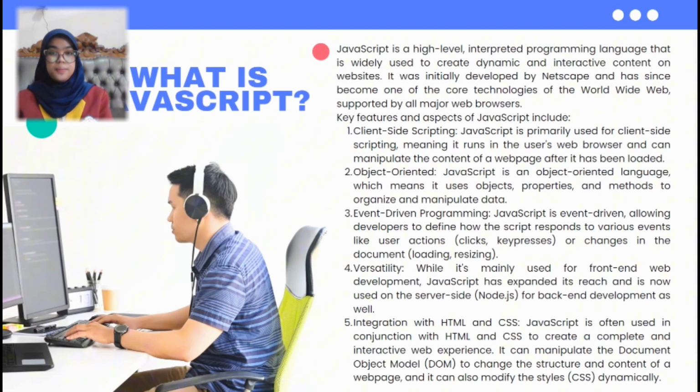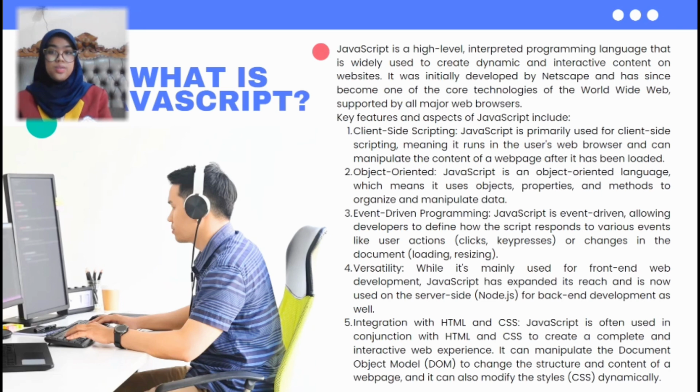What is JavaScript? JavaScript is a high-level interpreted programming language that is widely used to create dynamic and interactive content on websites. It was initially developed by Netscape and has since become one of the core technologies of the World Wide Web. Supported by all major web browsers, key features and aspects of JavaScript include: first, client-side scripting.